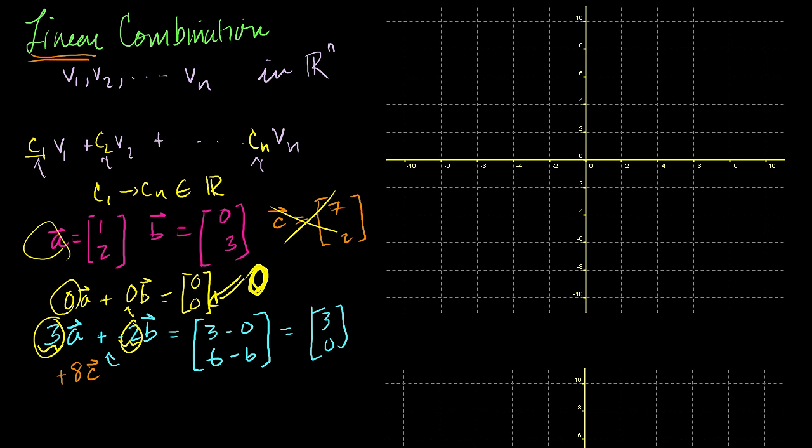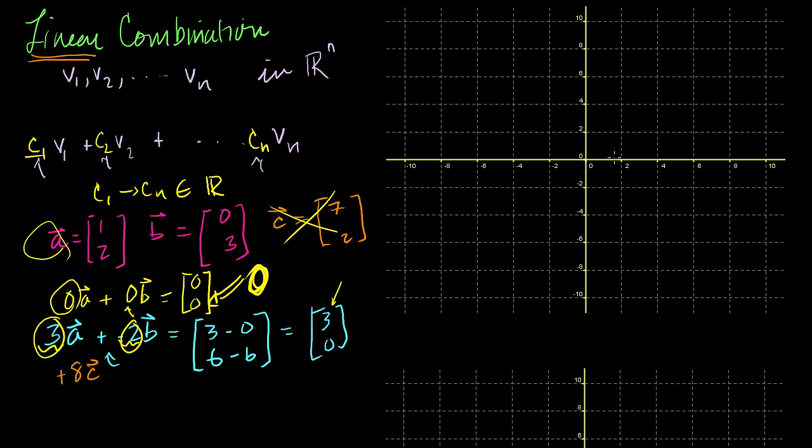But it begs the question, what is the set of all of the vectors I could have created? This is just one member of that set. But what is the set of all of the vectors I could have created by taking linear combinations of A and B? So let me draw A and B here. Maybe we could think about it visually, and then maybe we could think about it mathematically.